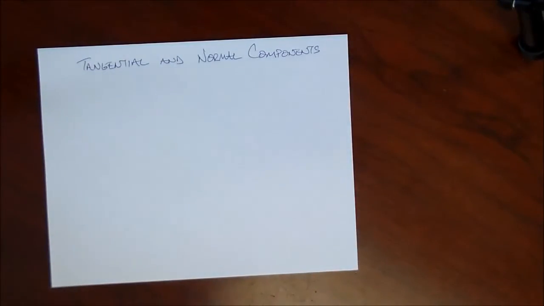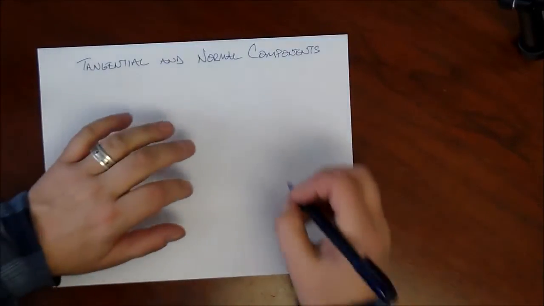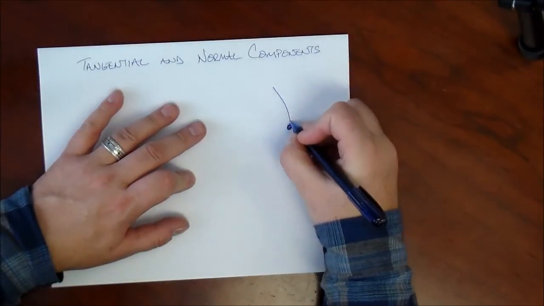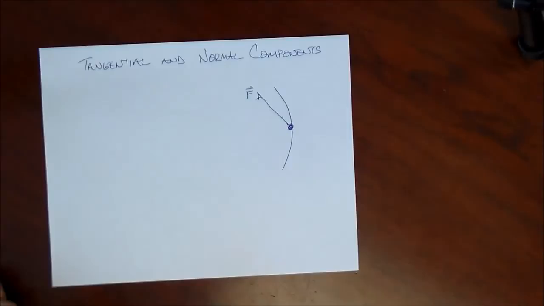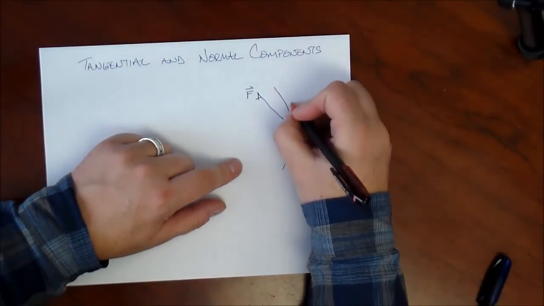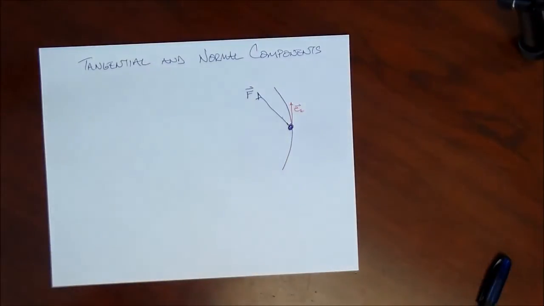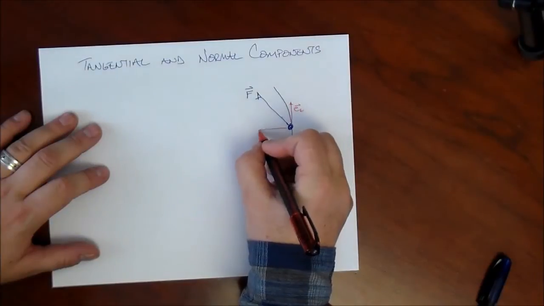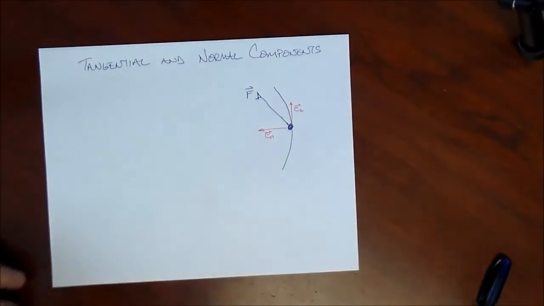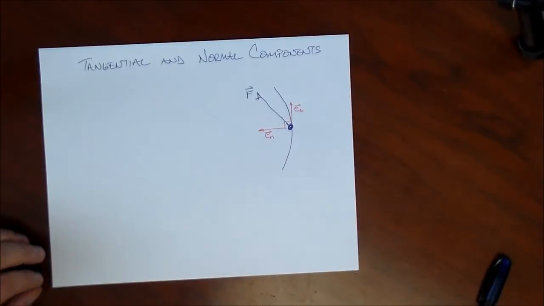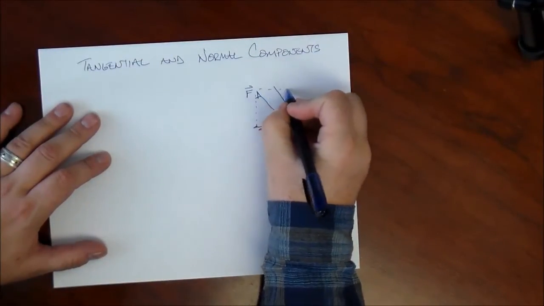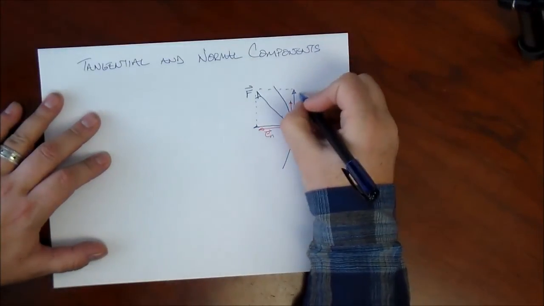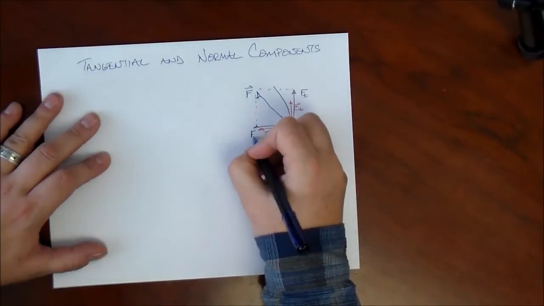Just like with kinematics, sometimes in kinetics it's convenient to use tangential and normal components instead of rectangular components. So suppose we have a particle following a path, and there's some force acting upon it, like that. We know that the tangential direction is tangent to the path in the same direction as velocity, and the normal unit vector is perpendicular to that and pointing towards the center of curvature. So we can find the components of that force vector in these two directions. So this is the tangential force component, here is the normal force component.